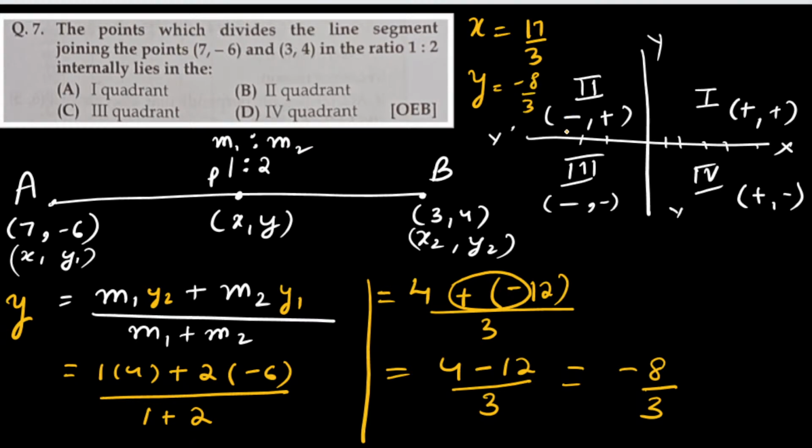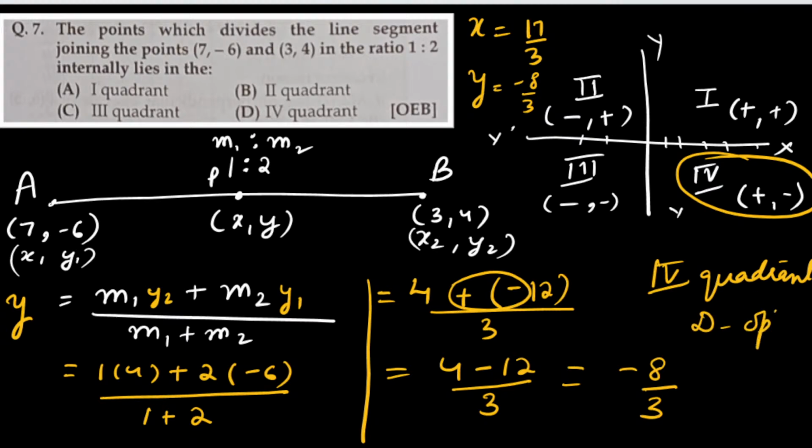So we got x positive and y negative. In which quadrant will point P lie? Yes, Jayashree has already given the answer: fourth quadrant. Point P will lie in the fourth quadrant, because x is positive and y is negative. Fourth quadrant, option D.